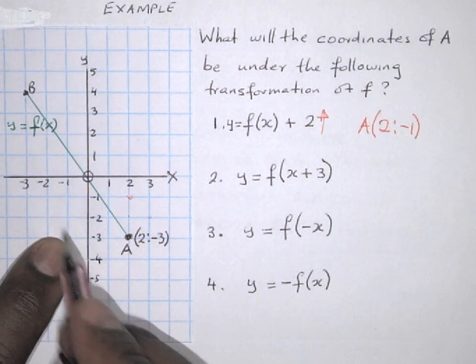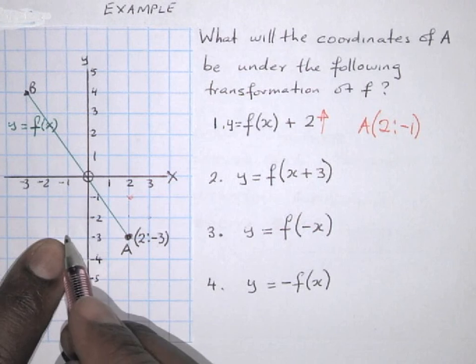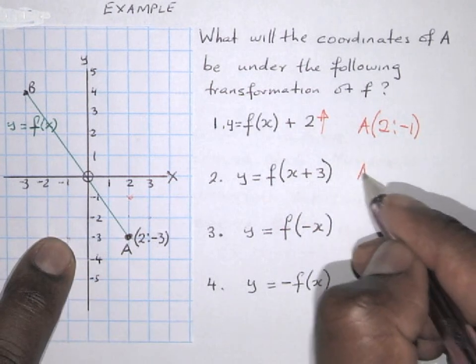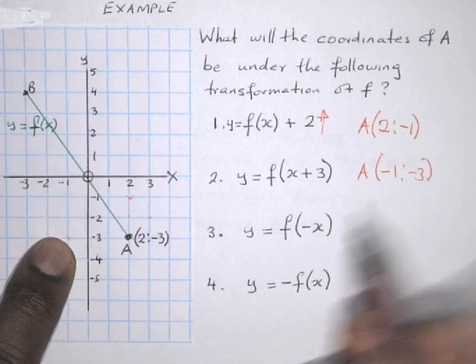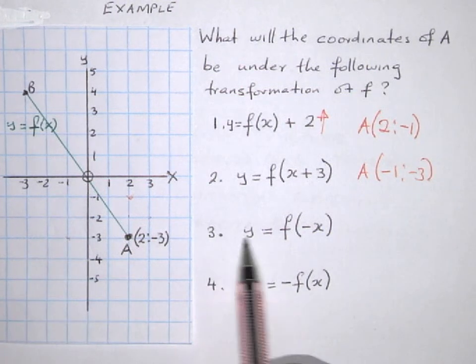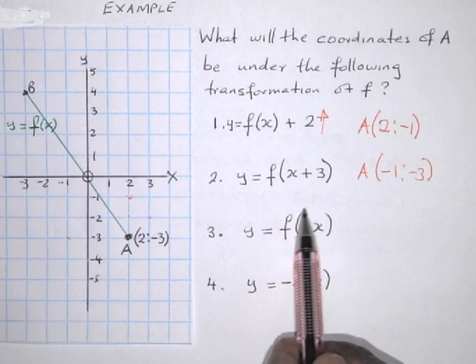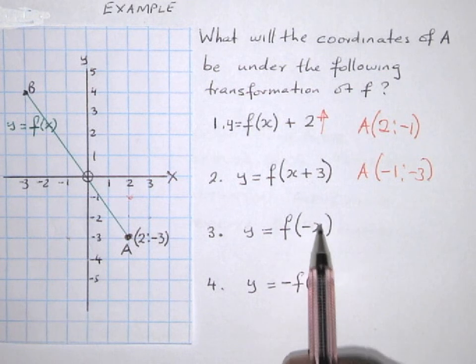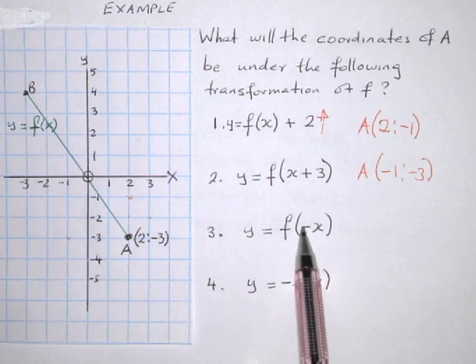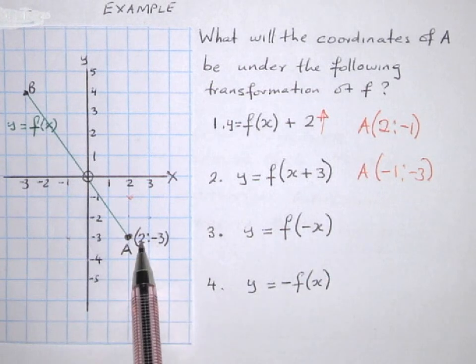And what are the coordinates of here? It is (minus 1, minus 3). So the new coordinates of A now will be (minus 1, minus 3). Next, what about this one? Y is equal to f of negative x. What are we doing? We are changing the sign of x because that was x. So now we're changing the sign of x.